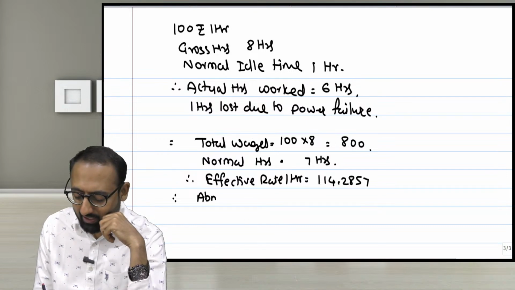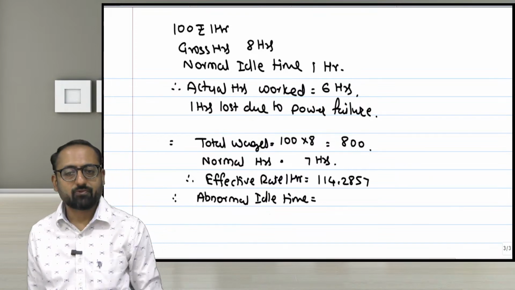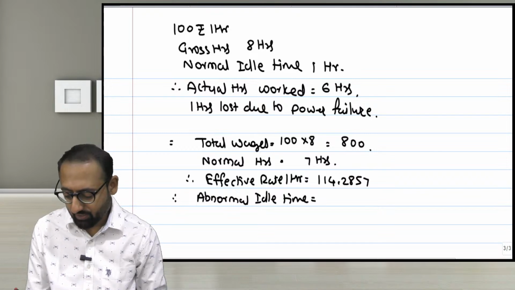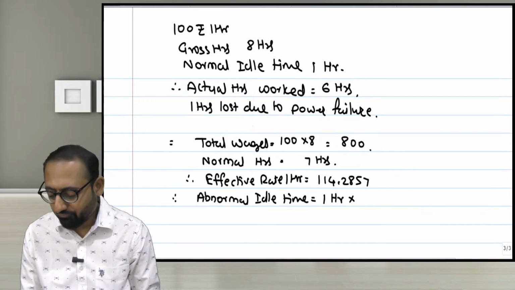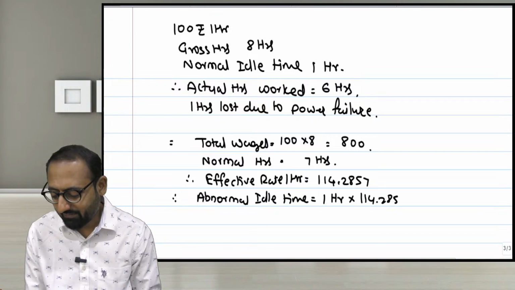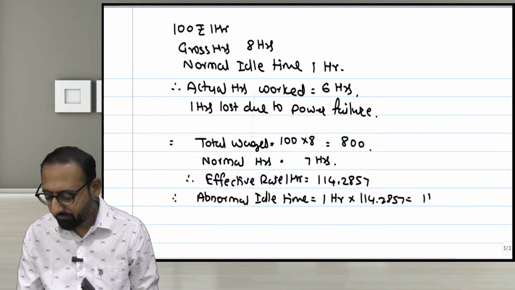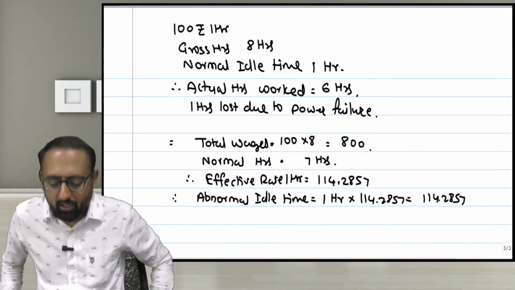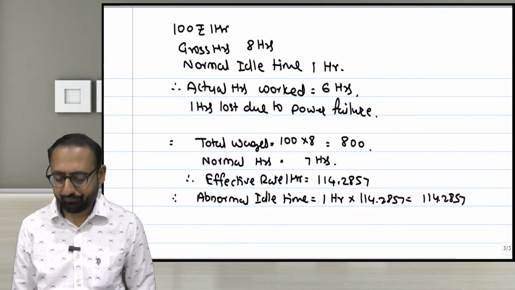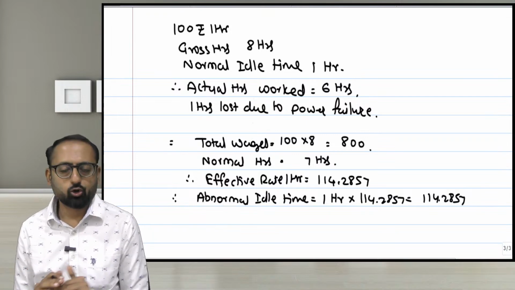Okay. Now, for normal idle time, the wage rate should be inflated. For abnormal idle time, you'll transfer that abnormal idle time to the costing profit and loss account. So 1 hour is abnormal idle time. Now you'll transfer 114.2857 to the costing profit and loss account. So this amount will be transferred. This is your treatment of idle time, normal idle time and abnormal idle time.